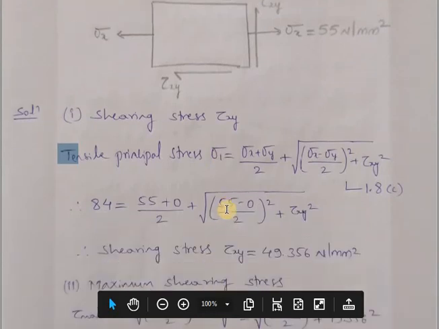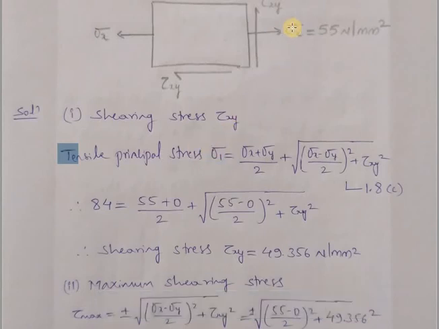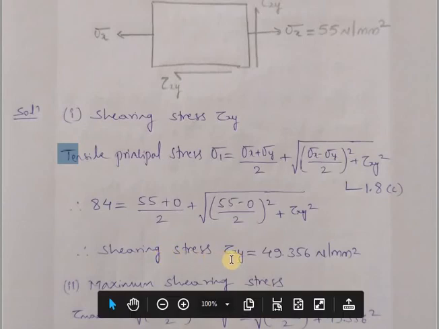In the given data, we have the value of sigma 1 as 84 here, and sigma x value is given to us, that is 55 Newton per mm square. Since we don't have sigma y, we consider that value as 0. When you substitute these parameters in equation 1.8c, the only unknown is tau xy, the shearing stress on the element. By solving this equation, we get shearing stress tau xy as 49.356 Newton per mm square.